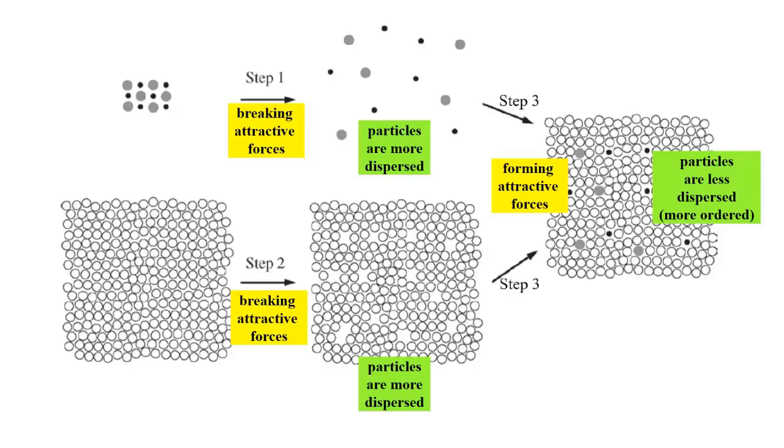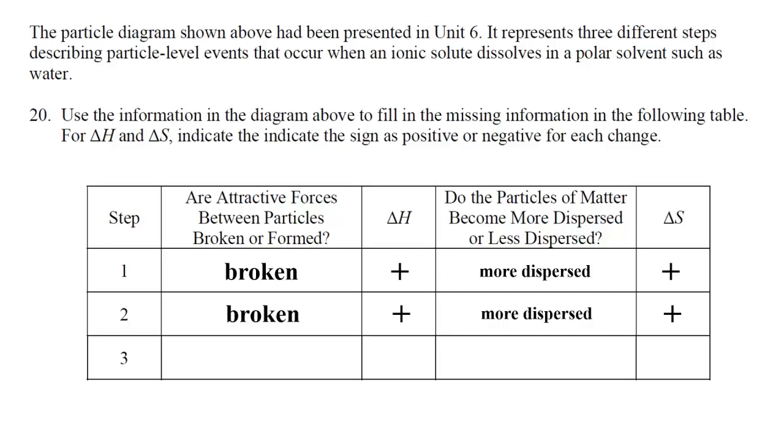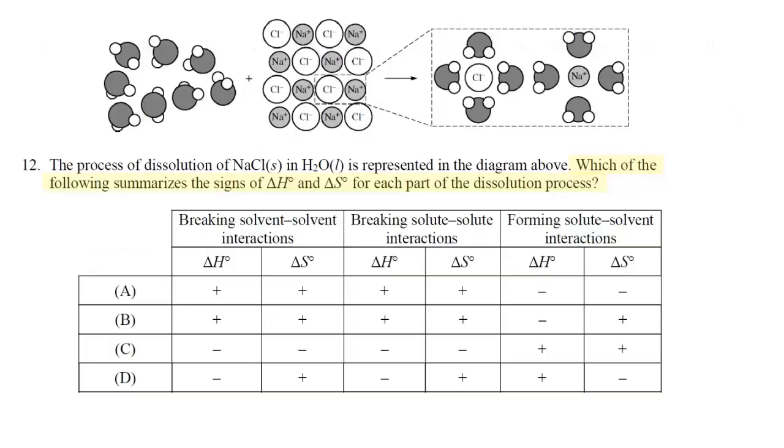So in my video for topic 9.6, I had asked this particular question. So in step 1 and step 2, attractive forces are broken and the particles become more dispersed. So we have a positive delta H and a positive delta S for step 1 and step 2. But in step 3, attractive forces are formed and the particles become less dispersed or more ordered. So we have a negative delta H and a negative delta S. So this question is very similar to the question that we are about to answer in this packet.